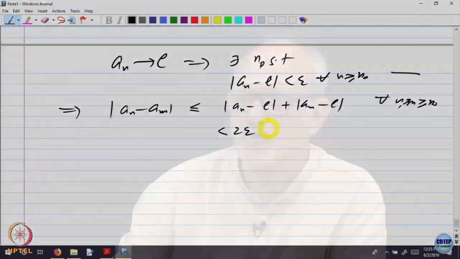Now, this is only what I call cosmetic surgery. I do not want 2 epsilon, I want only epsilon, to look nice. So, I will go back and say epsilon by 2. So, it will be epsilon by 2 plus epsilon by 2, that is epsilon. That is a minor thing, because epsilon is arbitrary. So, I can change it to anything I like to start with. Okay. So, that says every convergent sequence is Cauchy. So, Cauchiness is a necessary condition for a sequence to be convergent, like boundedness.